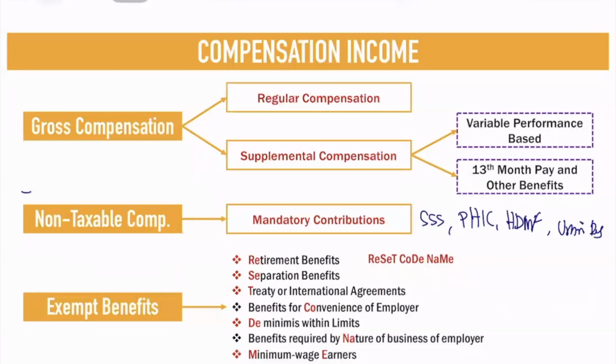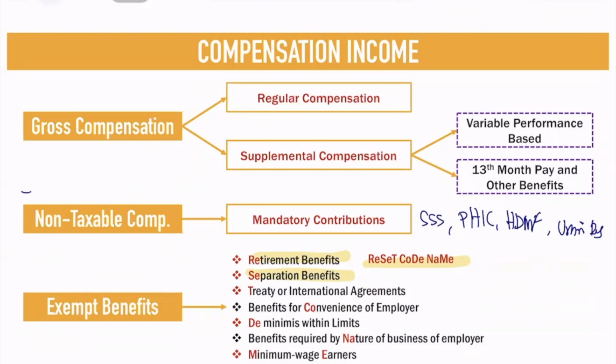So what are your exempt benefits? Our mnemonic here is RESET CODE NAME. So first, retirement benefits. It is an exempt benefit if ever you meet the requirement of 50-10. At the age of 50, it is your first retirement and you stayed with the company for 10 years. Therefore, your retirement plan is considered exempt. Next, we have your separation benefits. If your separation is not within your control, let's say retrenchment, employment of labor saving devices, etc., as long as your separation was not due to your act, then your separation benefit is considered an exempt benefit.